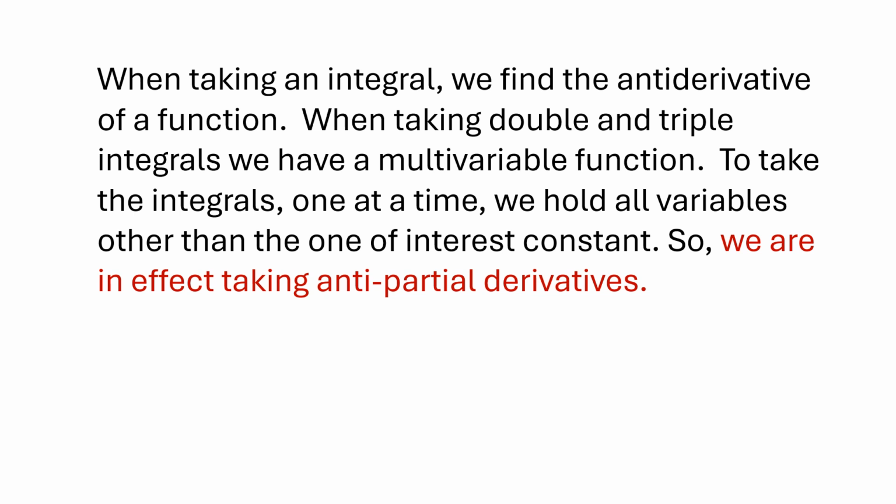When taking an integral, we find the antiderivative of a function. When taking a double or a triple integral, we have a multivariable function. To take the integrals one at a time, we hold all variables other than the one of interest as constant. So in effect we are taking an anti-partial derivative. The other variables are treated as constants. So we look at d whatever, dx, dy, dz, and any other variable is treated as a constant.